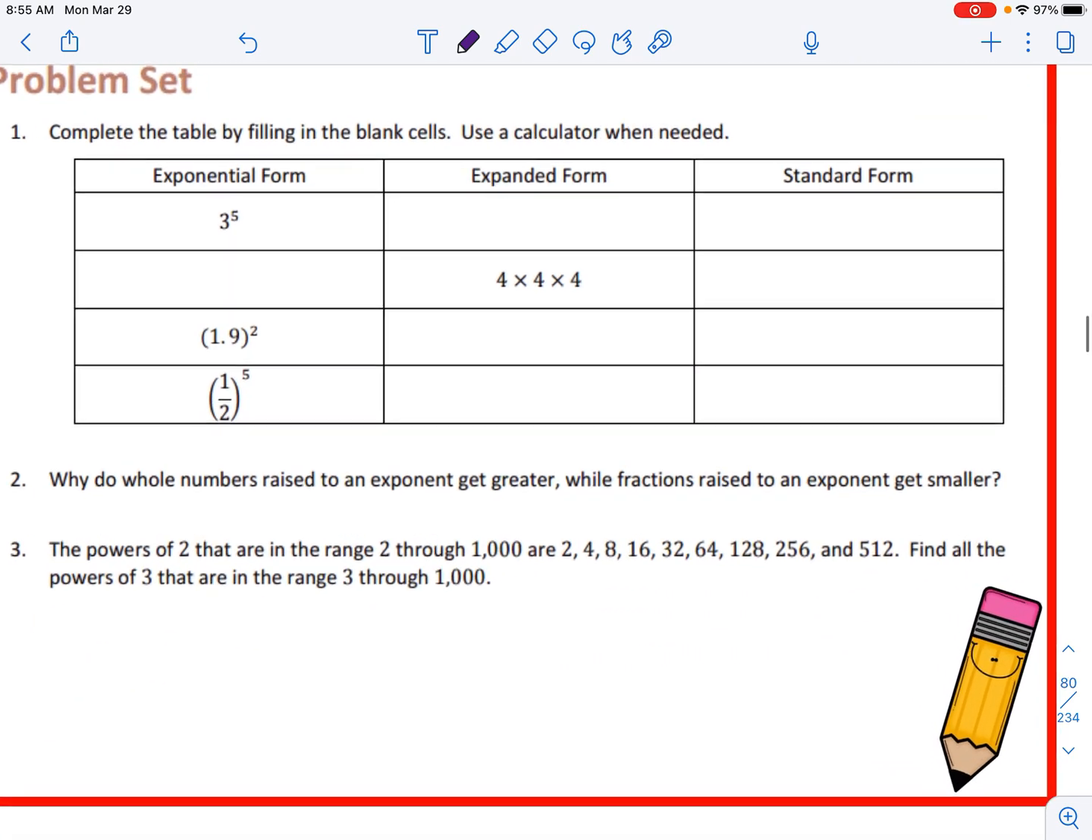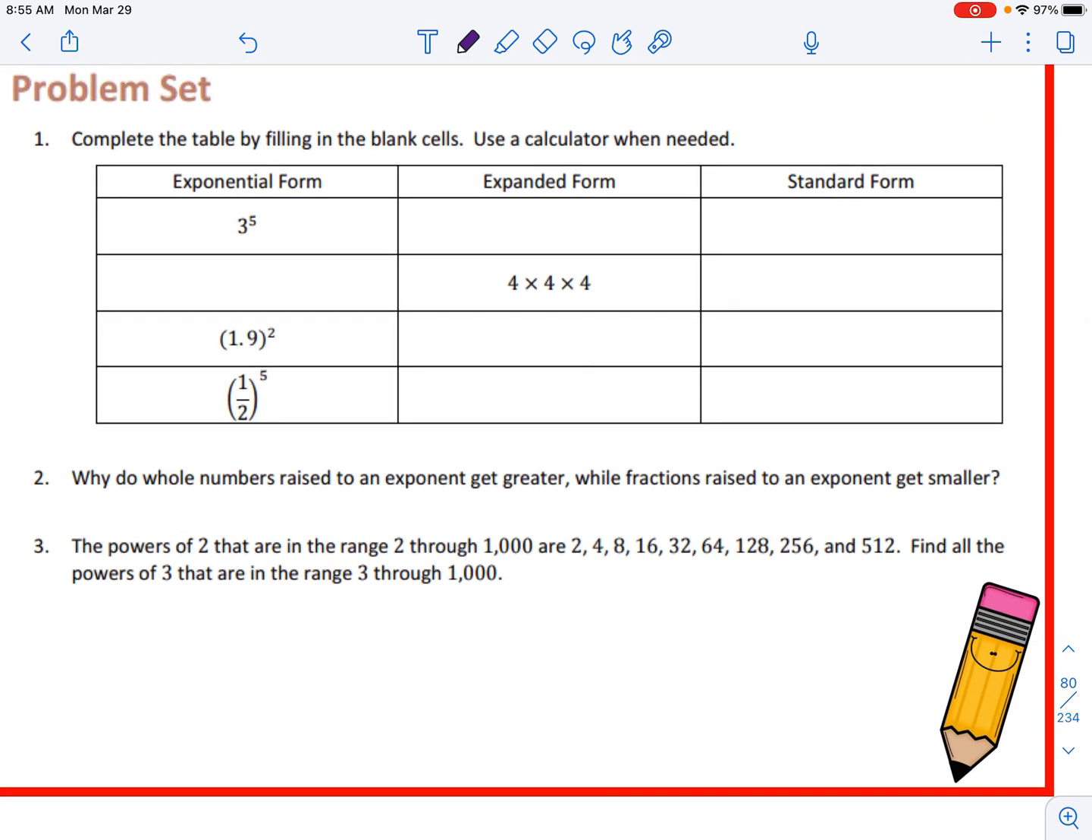Okay, so you have a problem set here. It says complete the table by filling in the blank cells. Okay, use a calculator when needed. You won't need a calculator. Okay, just solve these on your own. You guys know how to multiply decimals. You know how to multiply fractions. Okay, just take your time on this. Okay, you do not need to do number 3. So don't do number 3.